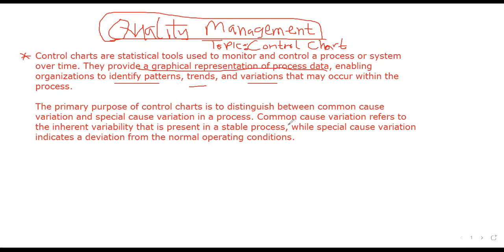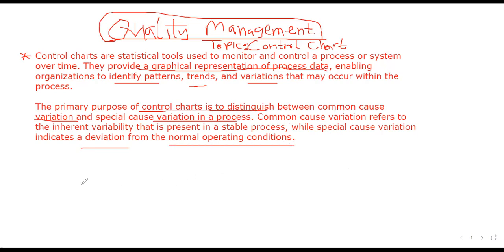The primary purpose of control charts is to distinguish the common cause variations and the special cause variations in the process. Common cause variation refers to the inherent variability that is present in a stable process, while a special cause variation indicates a deviation from the normal operating conditions.